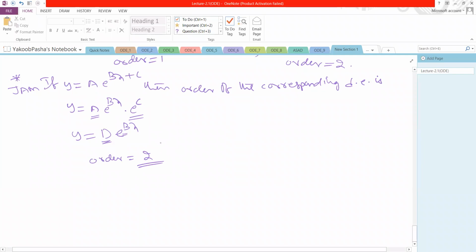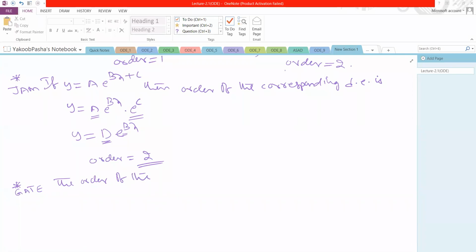And I am taking another example, from GATE. The order of the differential equation.